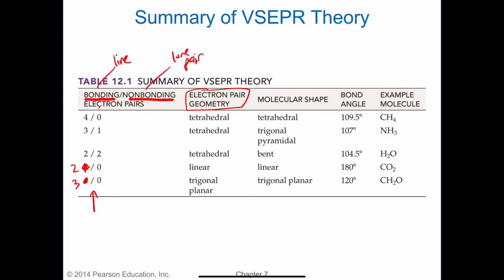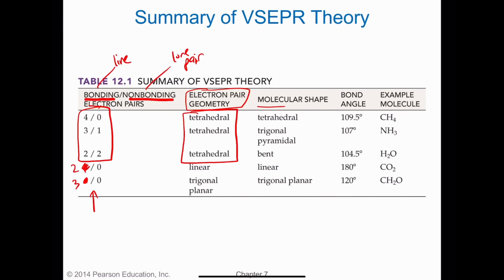But notice that with these 3, the 2 numbers, 4 plus 0, 3 plus 1, 2 plus 2, those all add up to 4. So the electron pair geometry for all 3 of those is tetrahedral, because it's all 4 things total when you consider bonding and non-bonding together.